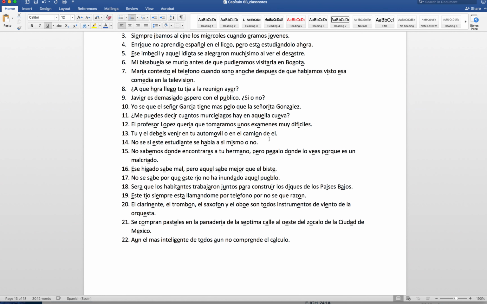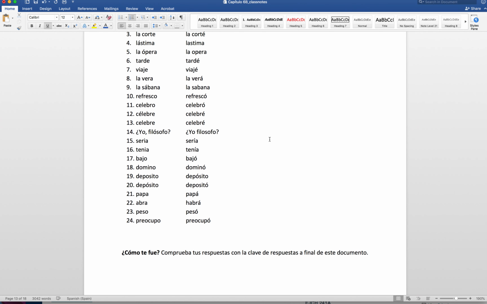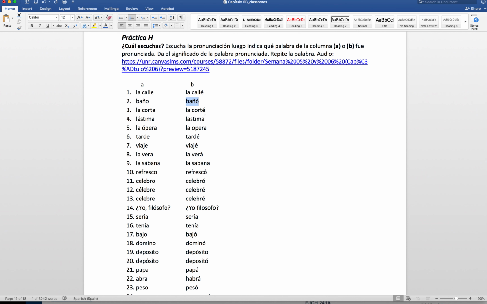Please don't depend entirely on word spell check. It's good to use it. Sometimes spell check will use a different variation of the word. For example, in Práctica H, how does it know if you're saying la calle or la callé? Or how does it know that you're saying el baño versus él bañó? So this is where you have to be extra careful on placement of your accents.